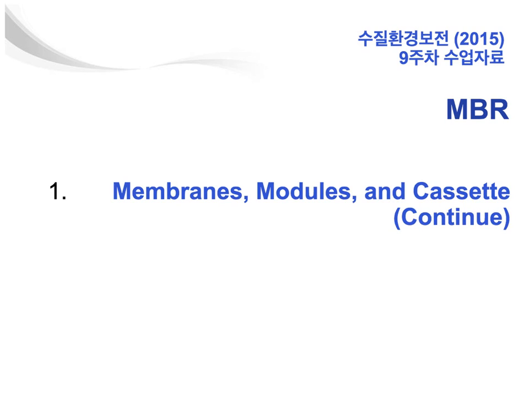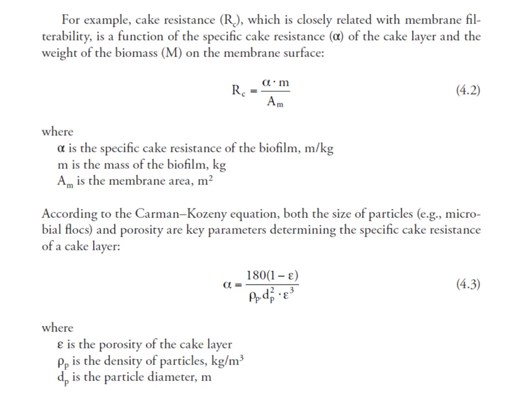Today what we are going to learn is the membranes, modules, and cassettes for the MBR process. Last time we studied some of the important models and equations, and we'll continue to talk about that. And one of the most important equations that you have to remember is this one.